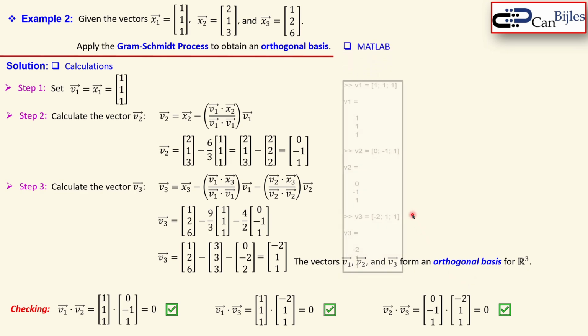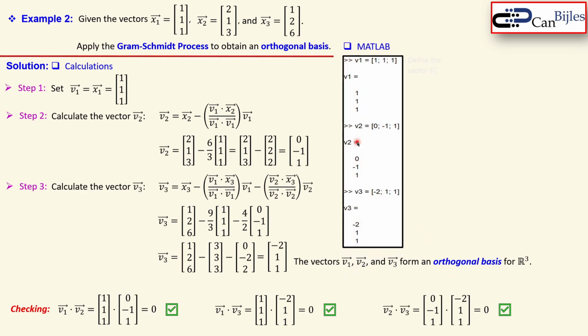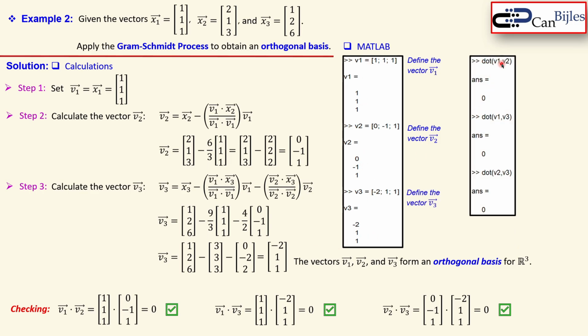and we can say that this is also valid in MATLAB by checking that here in the command window. v1, v2, and v3. We have defined it as we have calculated here. And this is now the dot operation of v1 and v2. And this is the dot operation of v1 and v3. And the dot operation of v2 and v3.